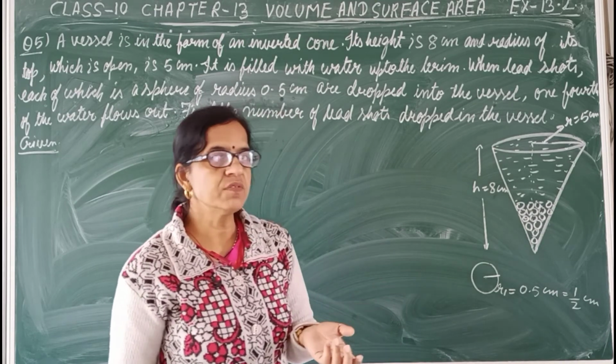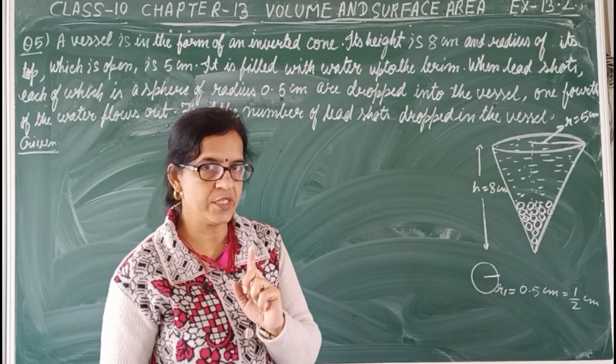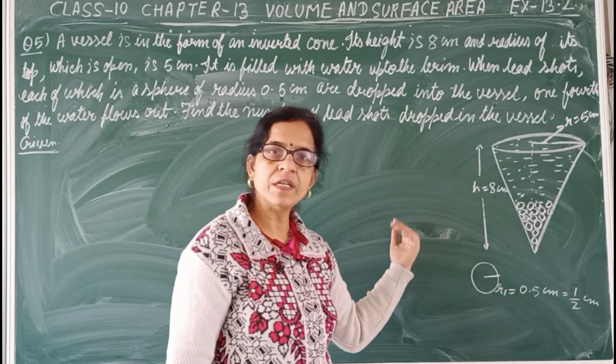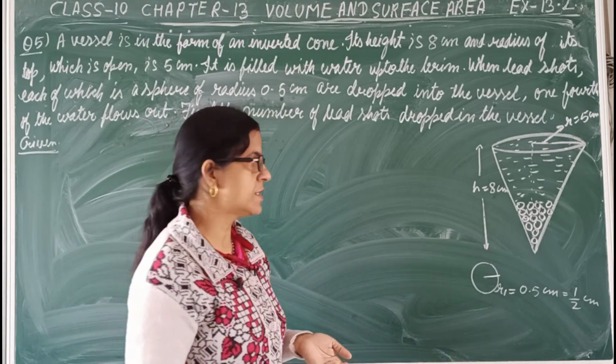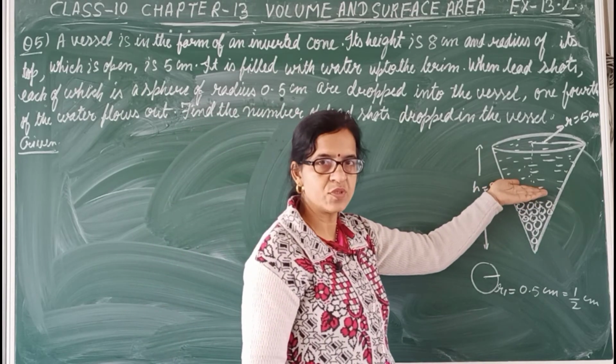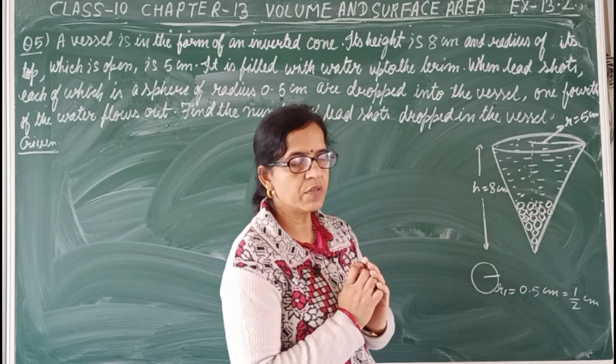So suppose the number of lead salts is n, then n into the volume of one lead salt equals the volume of the water overflow in this question. Now in some other questions, the level of the water may be given or may not be given. So you have to go according to the question.